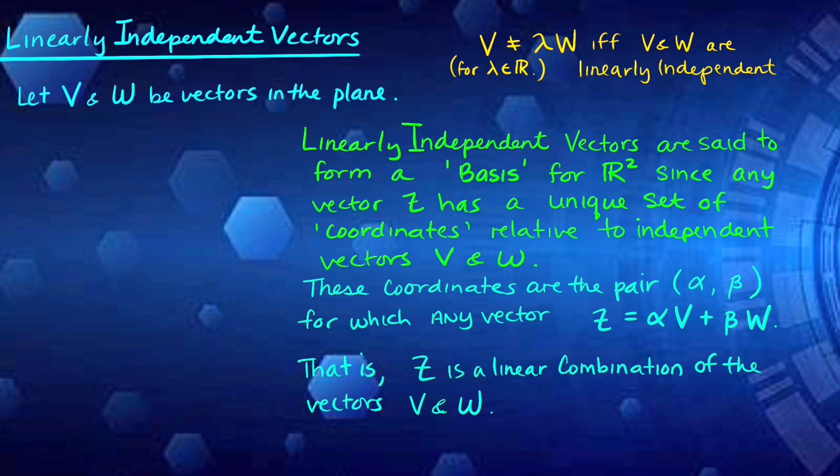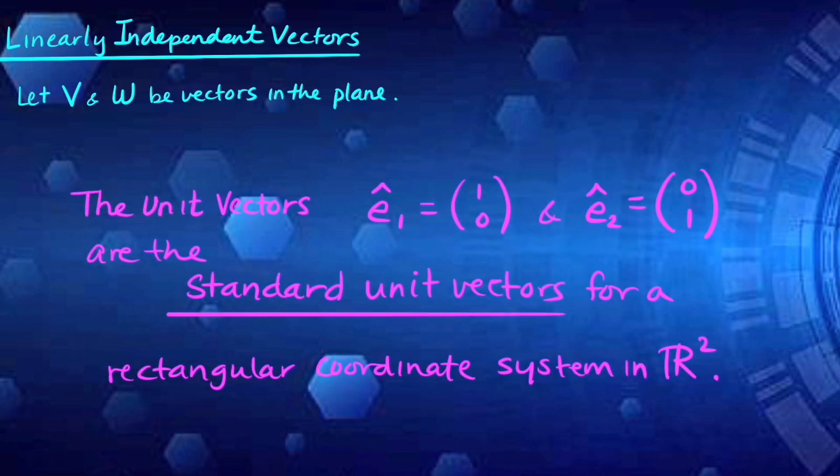Linearly independent vectors are said to form a basis for R2, since any vector z has a unique set of coordinates relative to the independent vectors v and w. These coordinates are a pair called alpha, beta, for which any vector z can be written as a linear combination of alpha times v plus beta times w. That is, z is a linear combination of the vectors v and w. A standard basis, or standard unit vector basis, that you might be familiar with are e1 and e2, the vectors (1, 0) and (0, 1).